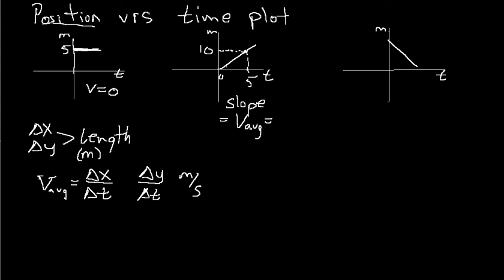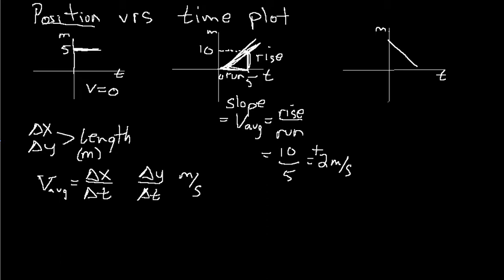So in this case, the slope is going to be the rise. How far did it go up? That's the slope. That's the rise. How far did it go up or down? And this here is what we call a run. How far over did it go? So the slope is going to be the rise over the run. And in this case, it's going to go up 10 units and over 5 units. So that's going to give us 2 meters per second, plus. Because when you're slanting upward to the right like that, that's a positive slope. So the velocity is going to be positive.